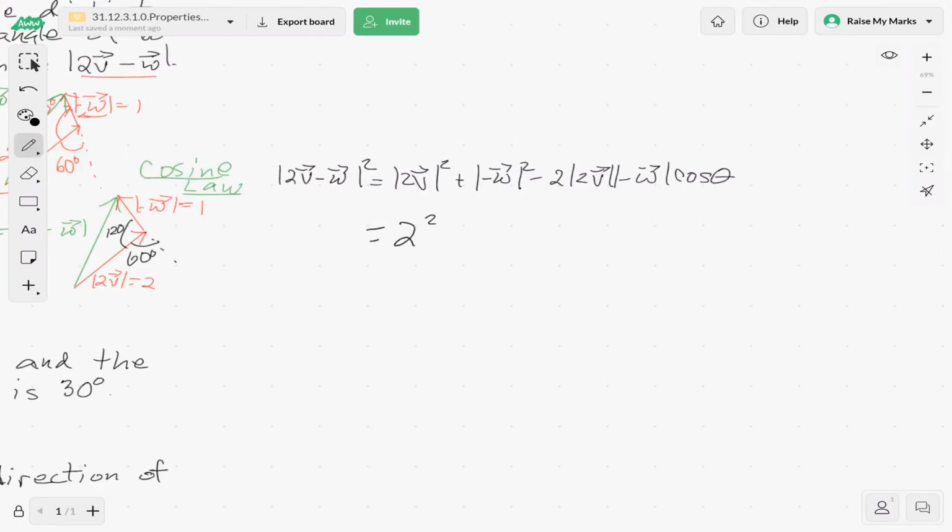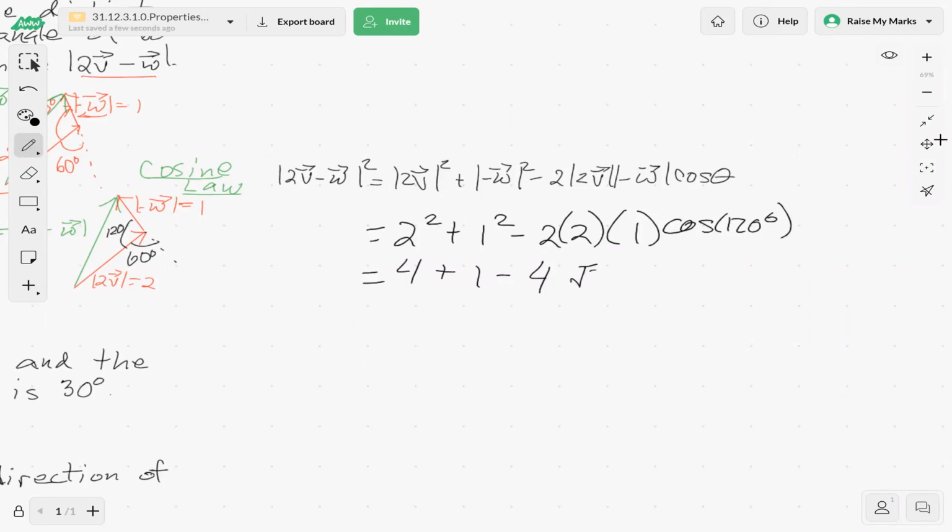Okay, so let's start plugging things in. The magnitude of 2v is 2 squared, plus the magnitude of negative w is 1 squared, minus 2 times 2 times 1 times cosine of 120 degrees. Good. All right, so let's start evaluating. So cosine of 120 degrees. Let's see, is that negative root 3 over 2? Let's check. I don't always trust my memory.